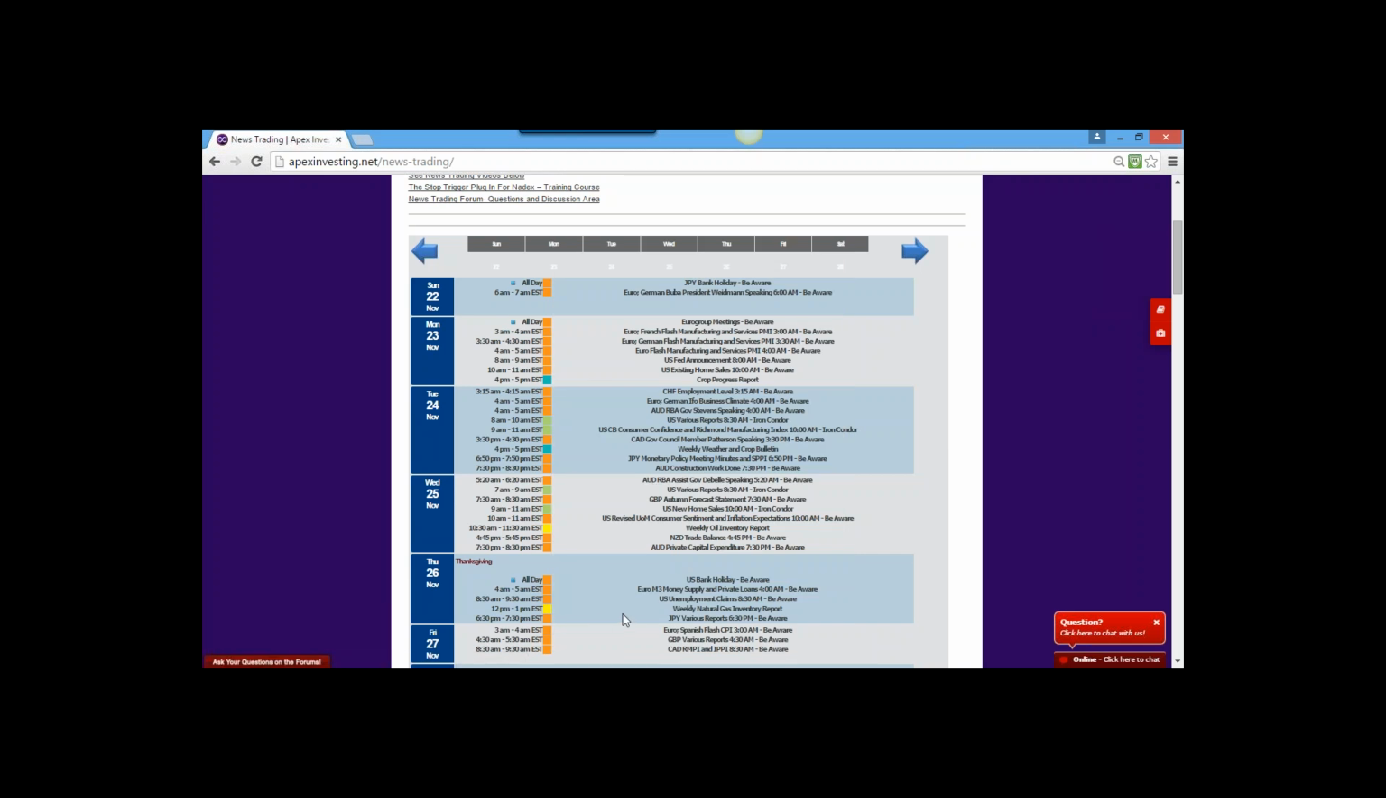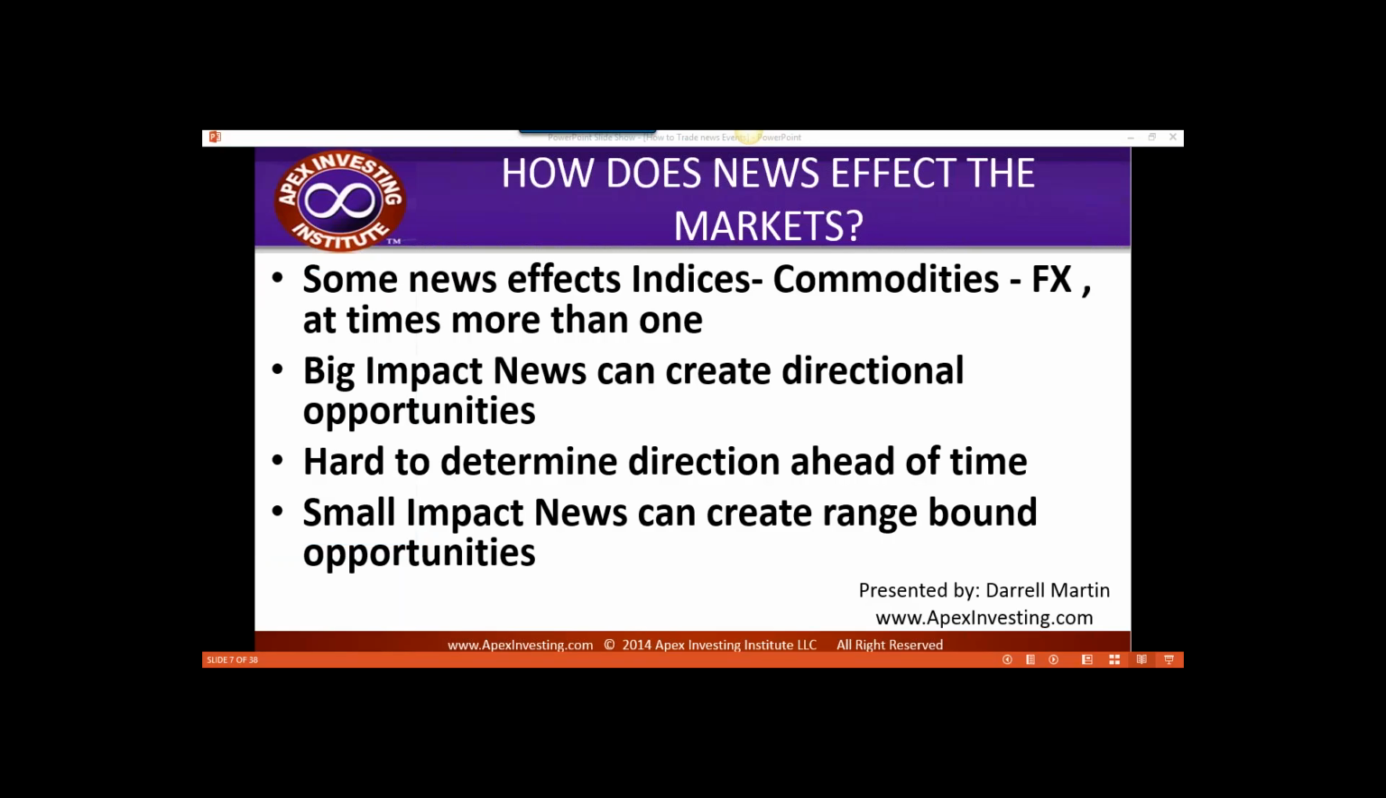Well, historically, it has the most effect on, boom, euro dollar, an FX pair. Or if it was a release from a particular company, like an earnings report, it will tell you on there which stock index that company is listed on. So that's the one you want to trade.